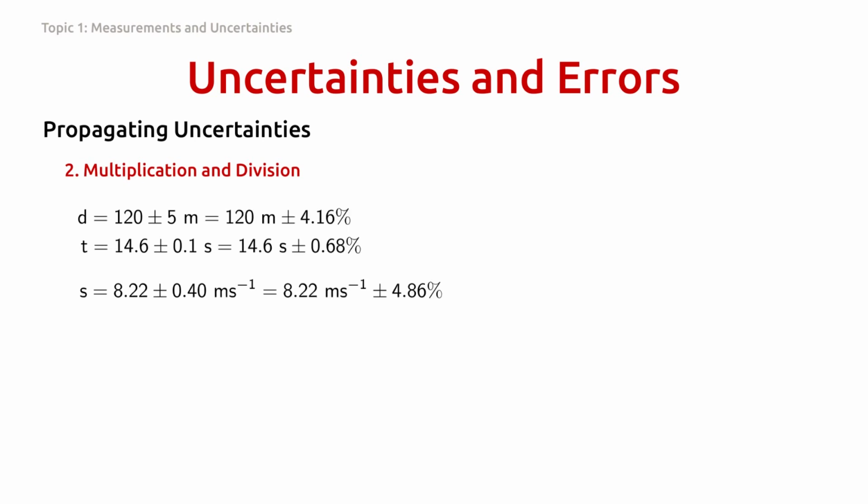However, when we express the uncertainties in percentage uncertainties, we notice something. The result of adding the percentage uncertainties of the distance and the time, 4.16 and 0.68, is 4.84. This value is approximately equal to 4.86, which is the uncertainty of the speed. You might use different examples of multiplication or division, and we guarantee you will arrive at the same conclusion.